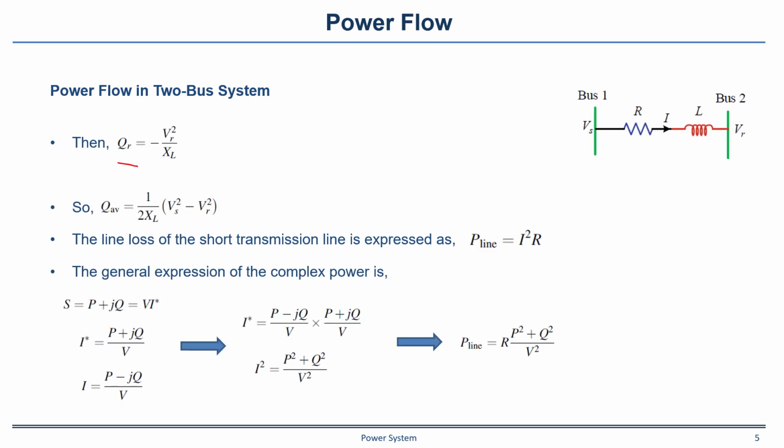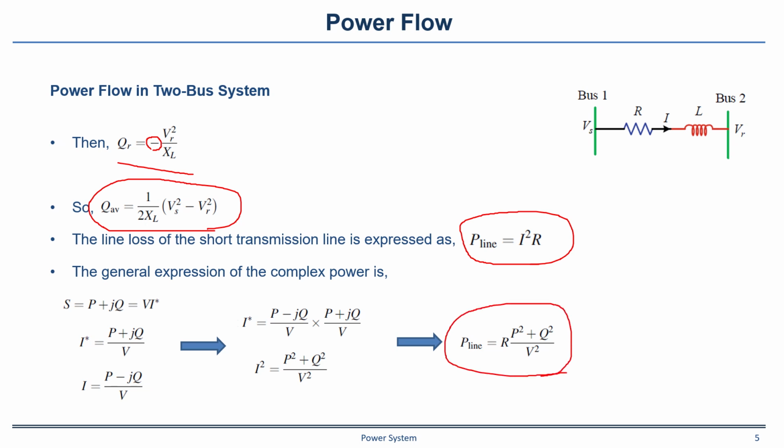And then the receiving end reactive power is the reverse of this, the negative of that one. So here we can find the average reactive power. And here also this is the loss in the line. And by this equation, we can find the loss in the line as well.